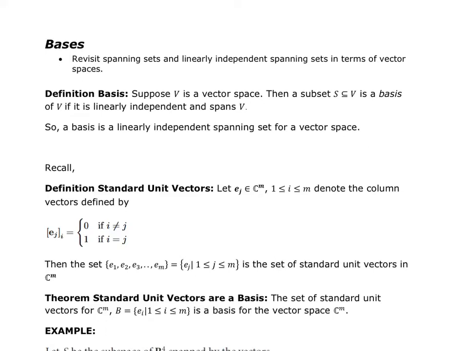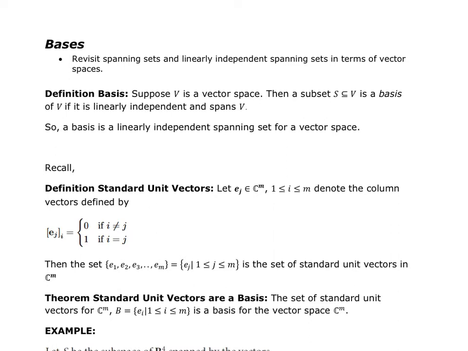In this video, we're going to revisit spanning sets and linearly independent spanning sets in terms of vector spaces. Suppose V is a vector space, then S, which is a subspace of our vector space, is a basis if and only if it is linearly independent and it spans all of V. So a basis is a linearly independent spanning set for a vector space.